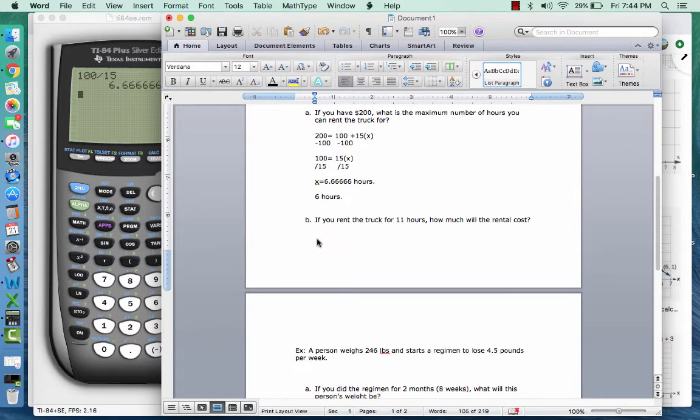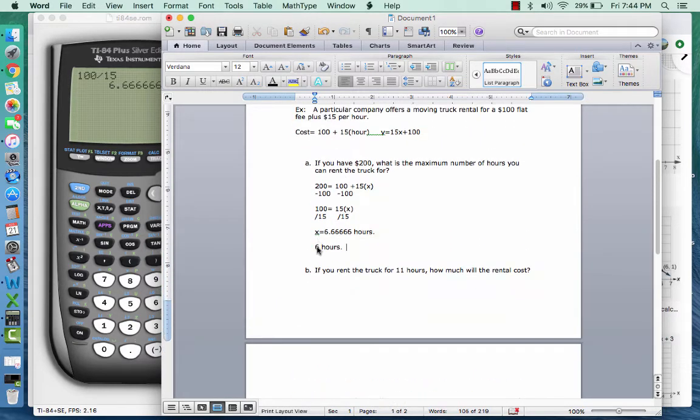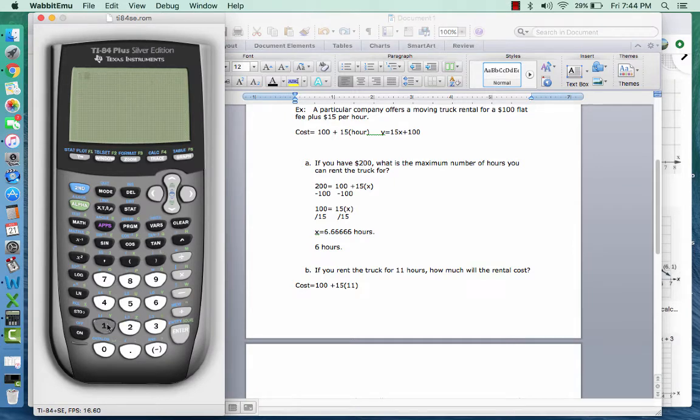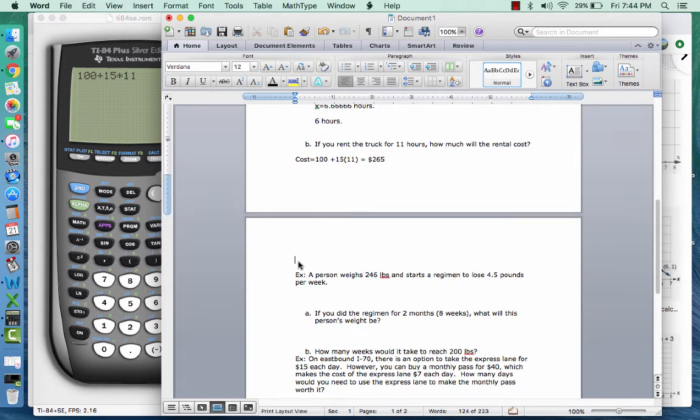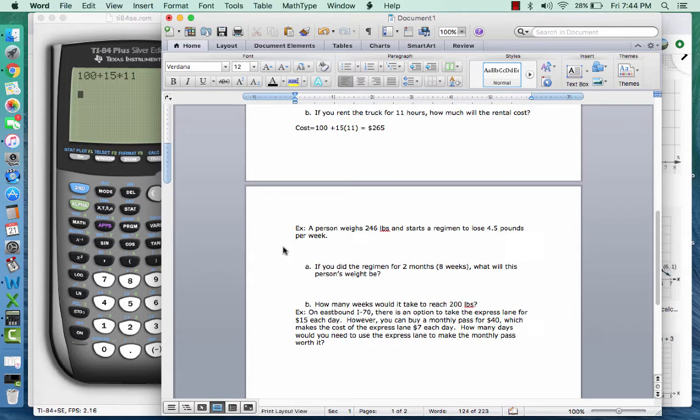Okay, part B. If you rent the truck for 11 hours, how much will the rental cost? Well, now I'm trying to figure out the cost if I know the number of hours. So I'm just going to plug in 100 plus 15 times 11. Let's do that. 100 plus 15 times 11 is $265. So there was no solving there. This is really just plugging in the number of hours and figuring out the rental cost. Okay, next example.